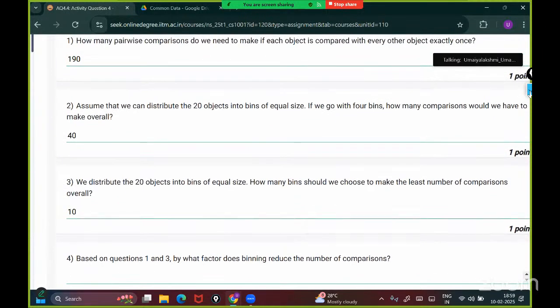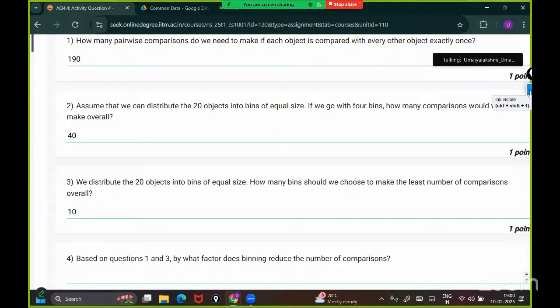So what is the answer here? Based on question 1, here is the answer 190 and here it is 10. It's just a factor of this. So it's like without binning divided by with binning.